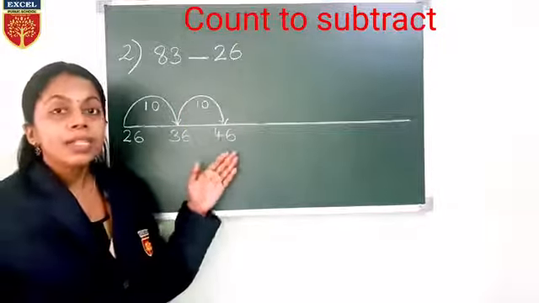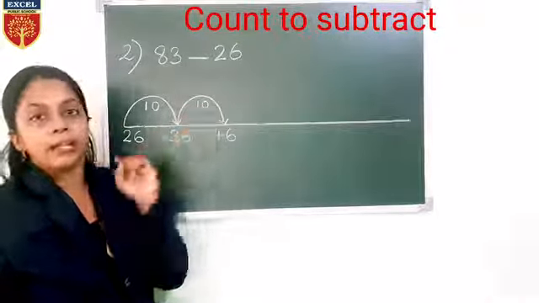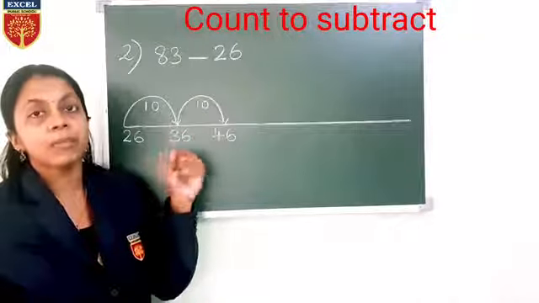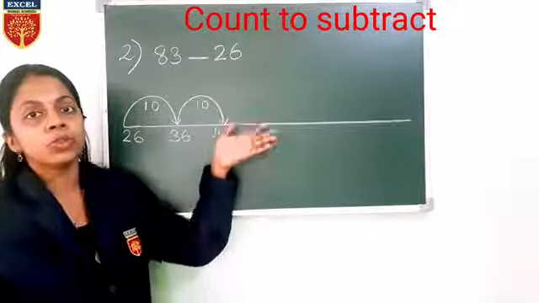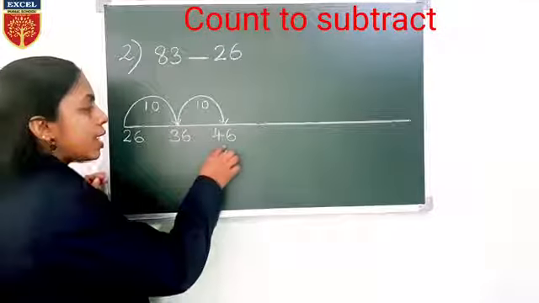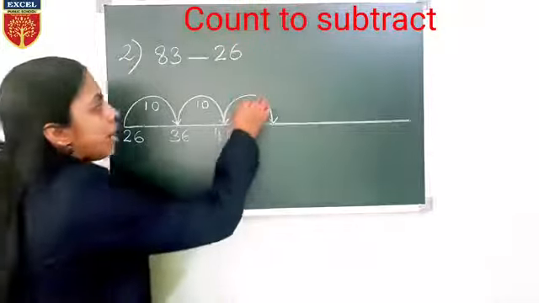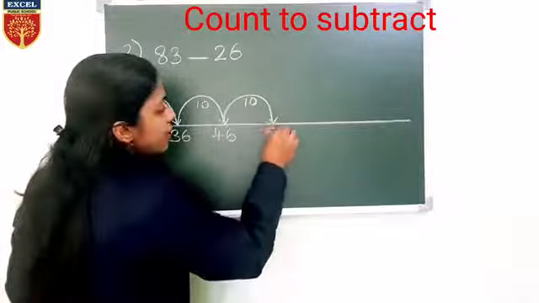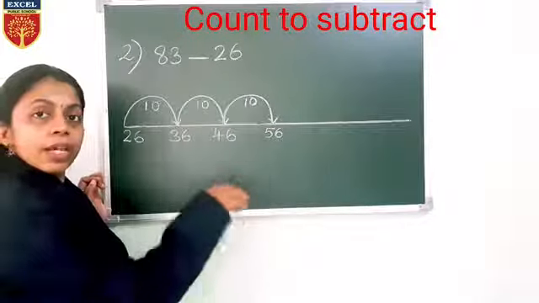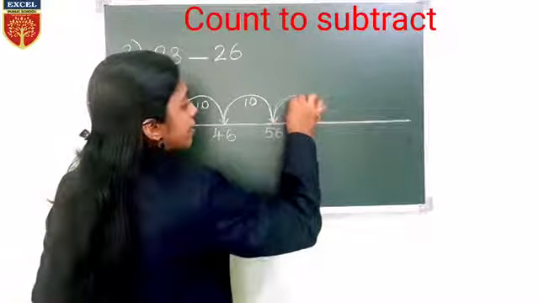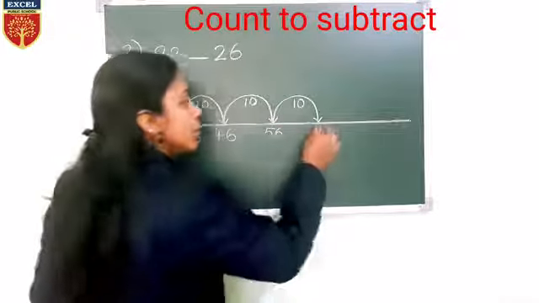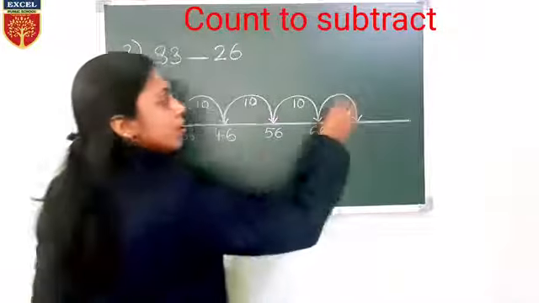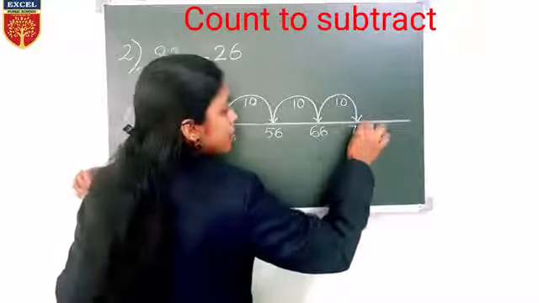Remember, it is not necessary that every time you need to add 10. It depends on the number where we want to reach. We need to add other numbers also. Sometimes 4 or 5 or 2, 3, etc. Okay, now again one more jump. Add 10. Where we will reach? 46 plus 10, 56. We need 83. So again we need to jump. Add 10. 56 plus 10, 66. One more jump. Where we will reach? 66 plus 10, 76.